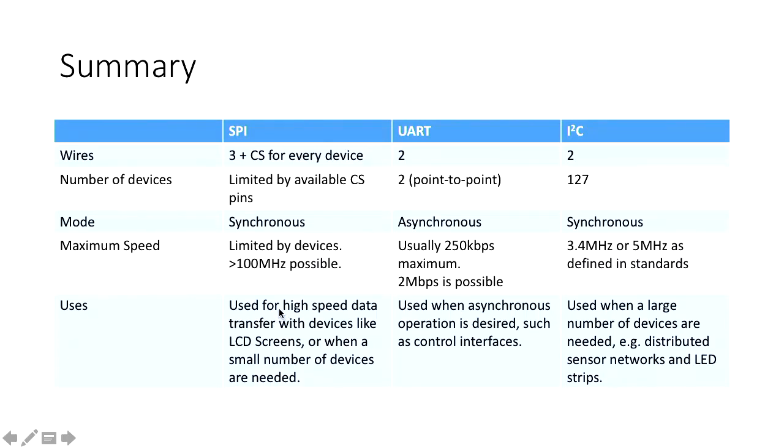SPI is used for high speed data transfer with devices like an LCD screen, because you need to update the screen quickly, or when a small number of devices are needed. UART is used when asynchronous operation is desired, such as control interfaces. You don't need to be synchronous. I2C is used when a large number of devices are needed, for example distributed sensor networks and LED strips. So that's the reason I2C is required.